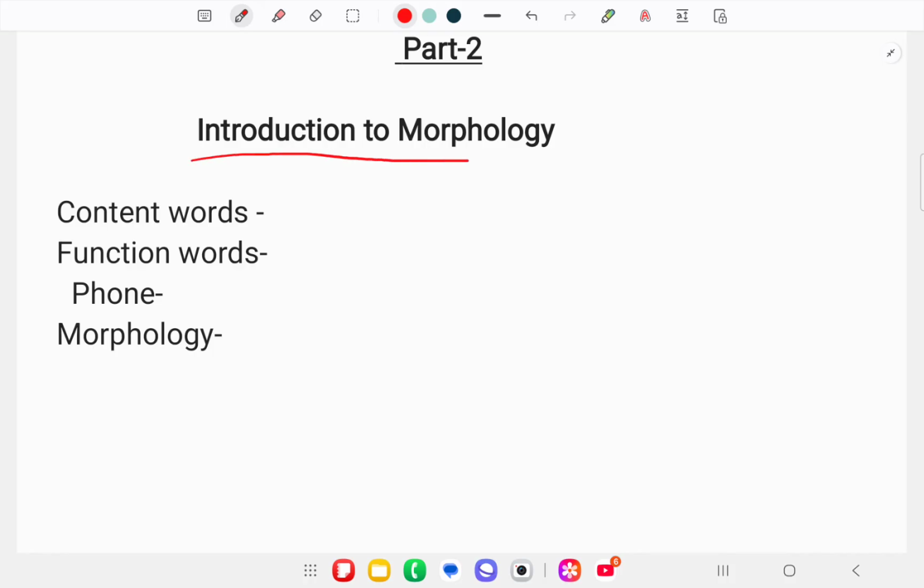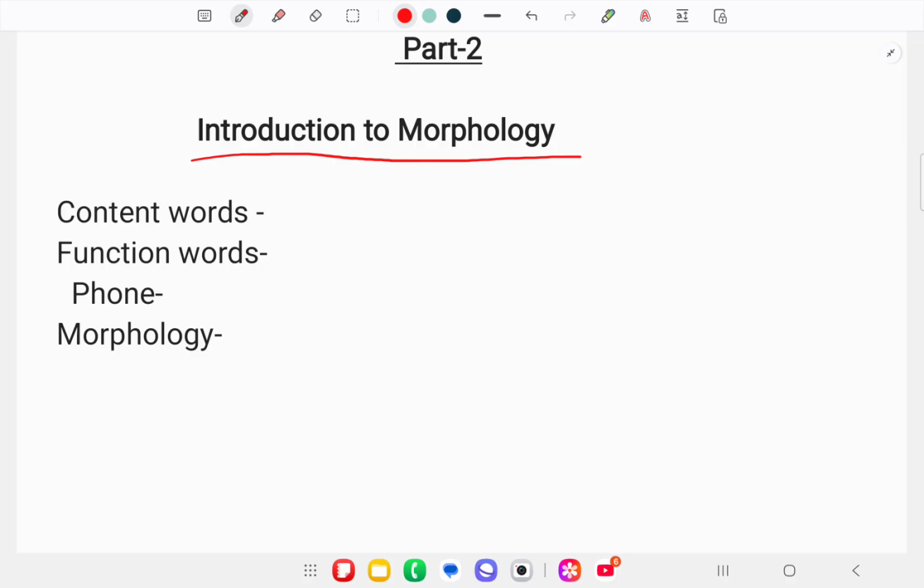In this lecture, we will discuss the introduction to morphology and also repeat some terms that we discussed in my previous lecture, and also discuss in some more depth and detail the introduction to morphology.